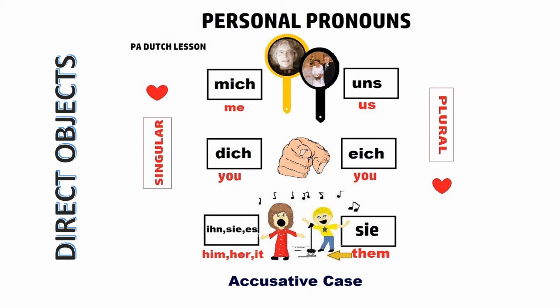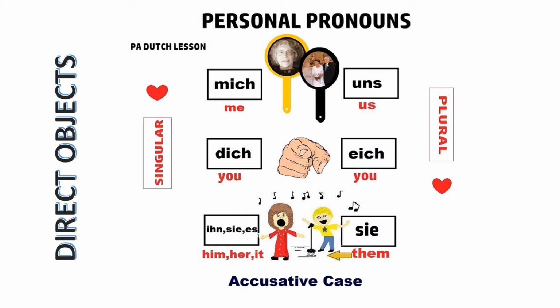Then the second person singular is you, and that is dich. Du kannst dich net verstecken. Deine Mutter sieht dich. You can't hide yourself. Your mom knows where you are. She sees you. Your mother sees you. Sees is the action verb, and you receive that action of her sight.